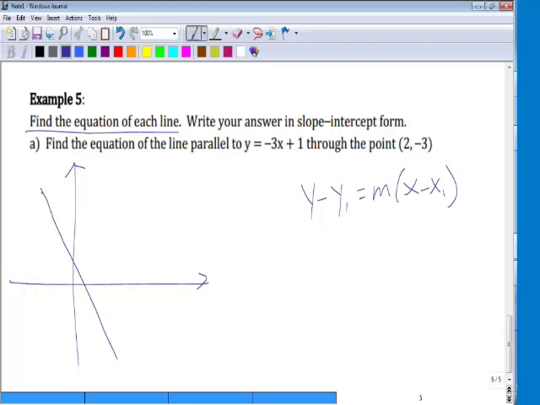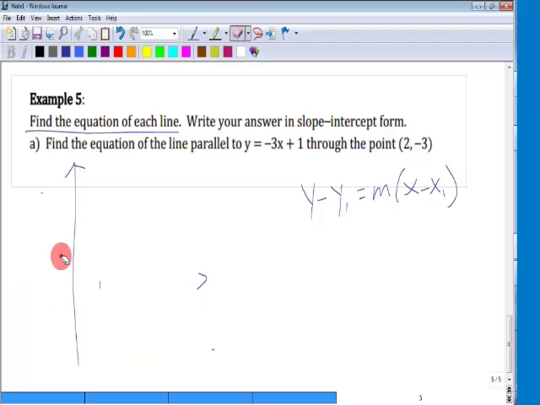There are lots of lines that go through the point 2, negative 3. Darn it! That point is so darn close to the line. Is it above the line or below the line? I really don't know what side of the line that point's on. Never mind the picture.